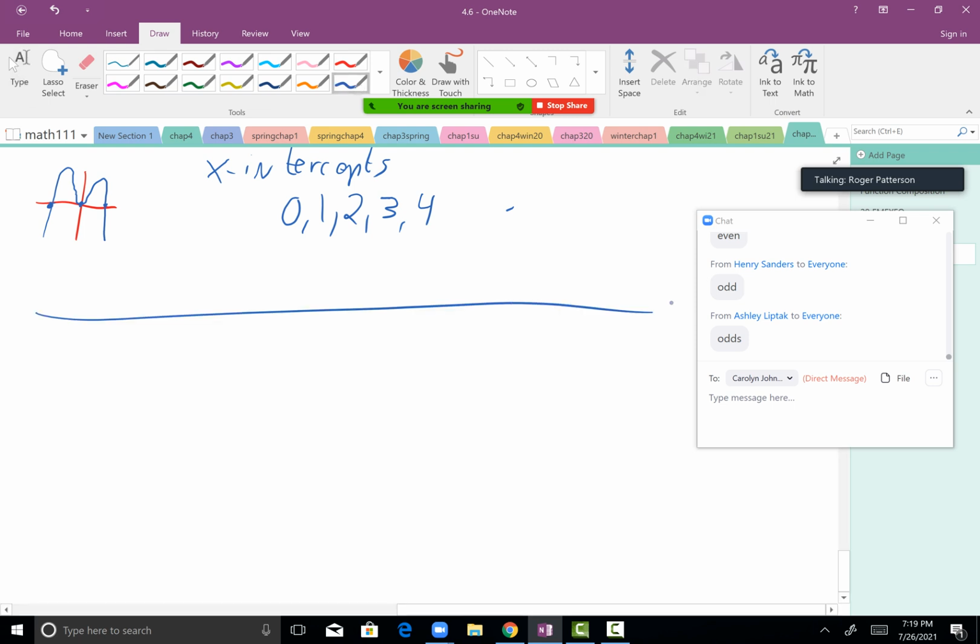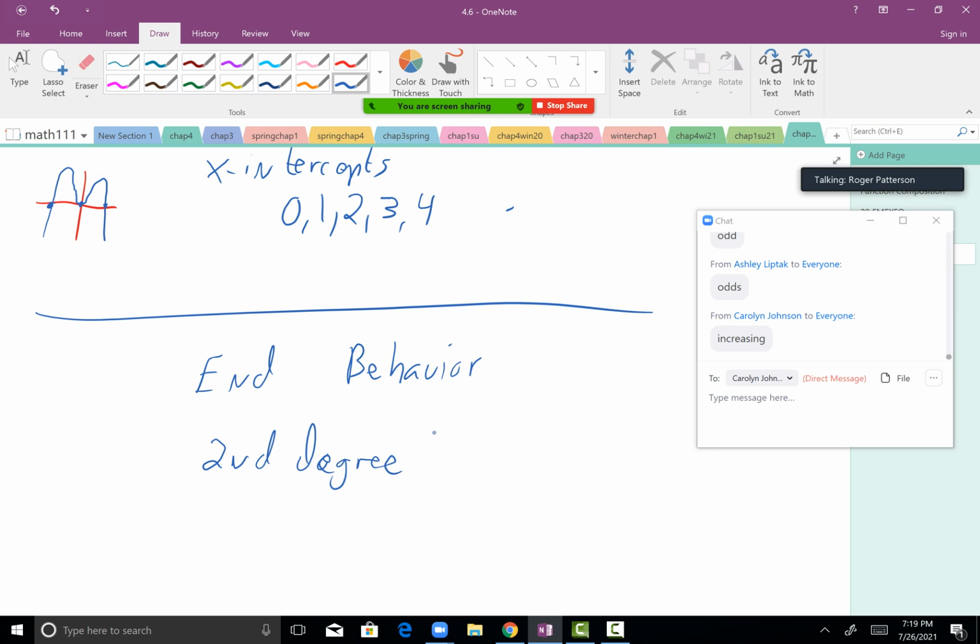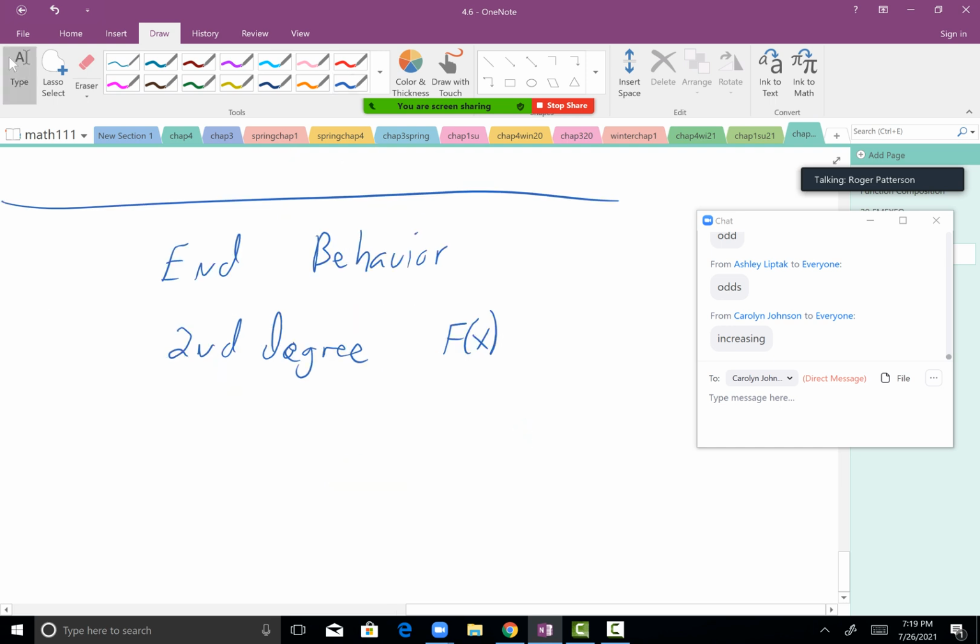And end behavior. Same thing. So if I have a second degree, then we know that the end behavior is going to be which on both sides? If it's a second degree, what's it going to do? End behavior increasing on both sides. All right. So if I had a function that was a second degree, here's how I'm going to write that. I'm going to write that using this terminology.